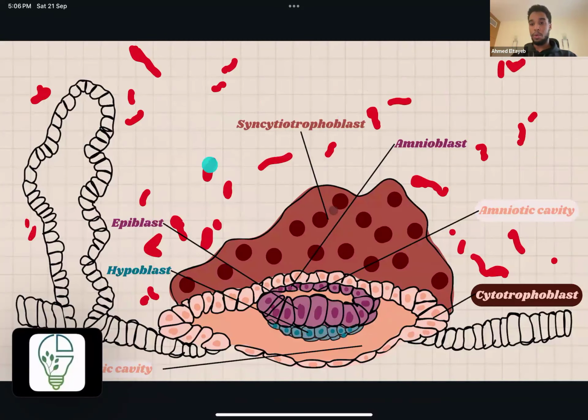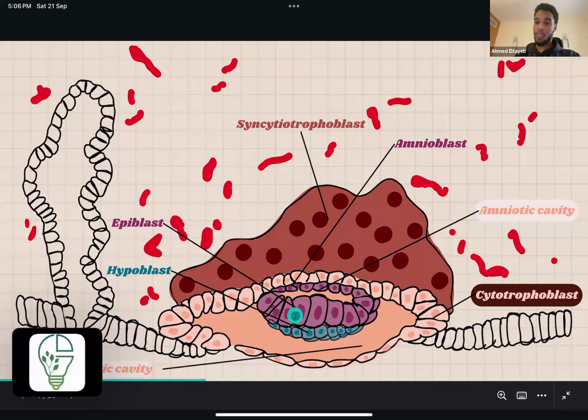This is a more detailed diagram. So this is the epithelium of the endometrium, okay? You can see how the blastocyst has penetrated the epithelium of the endometrium. You can see how there's a big gaping hole at the bottom here in the epithelium.